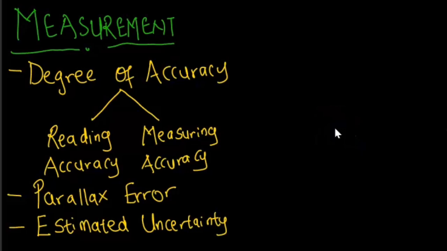This is the third part of the video lessons on measurement, and in the course of this video lesson I will explain in detail the following concepts. The first is the degree of accuracy, where we further explain the difference between reading accuracy and measuring accuracy. Secondly, we'll look at parallax error, or error due to parallax as it is popularly called. And lastly, we'll look at estimated uncertainty.